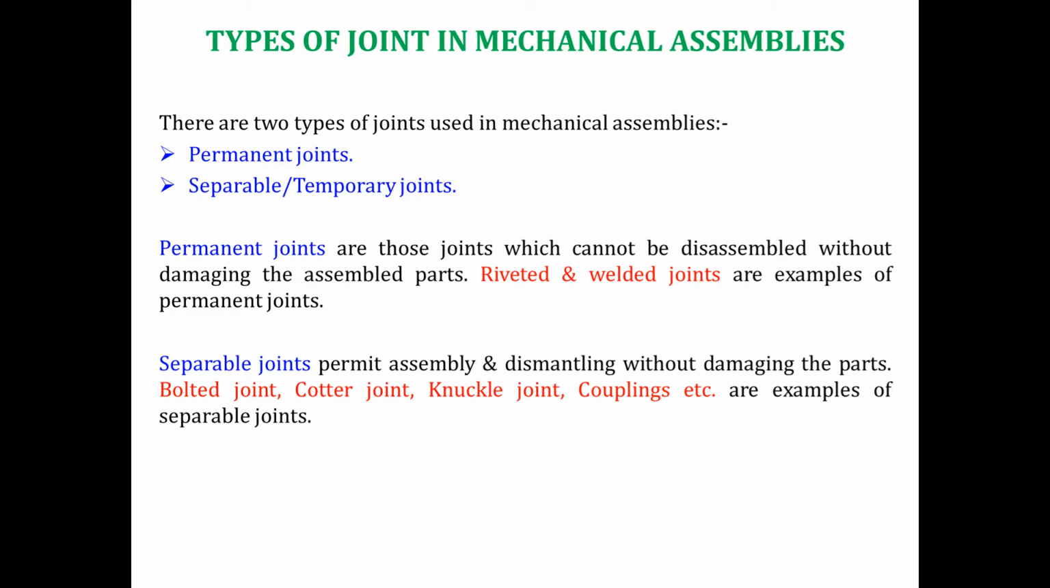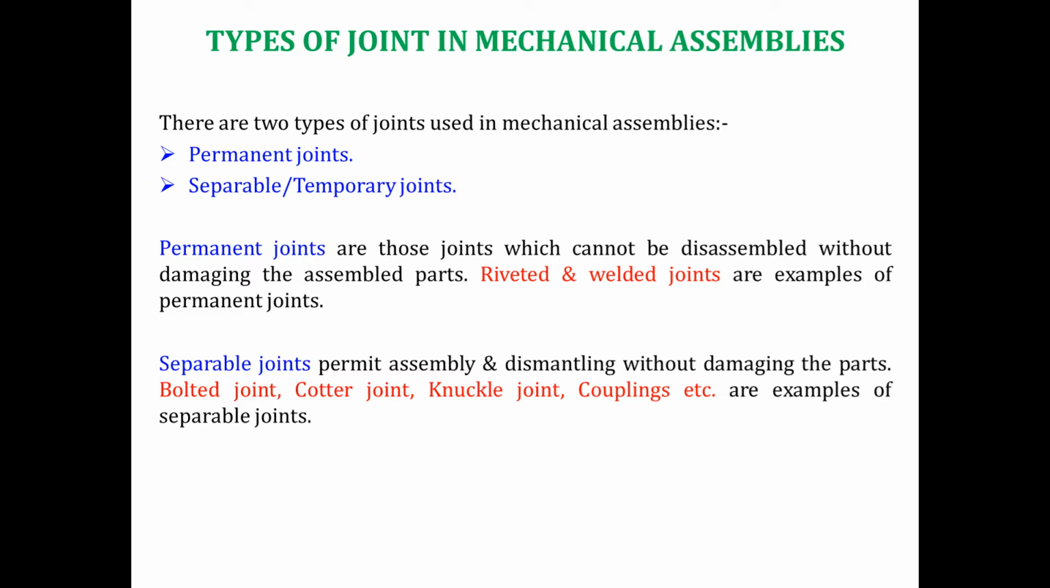That means if you want to dismantle, what will happen? You have to damage the parts. If you damage both the parts, then only you can dismantle the rivet. So those joints in which assembling and disassembling are not possible are known as permanent joints. And very famous examples of permanent joints are rivet joint and welded joint.